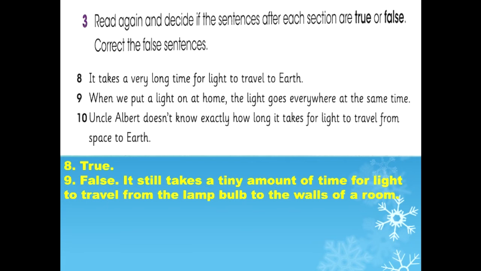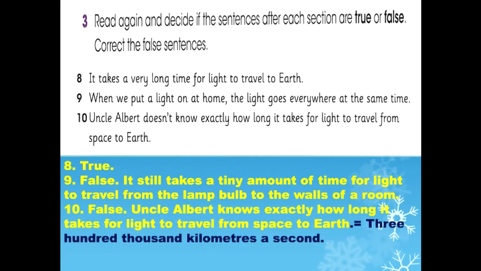And 10. Uncle Albert doesn't know exactly how long it takes for light to travel from space to Earth. False. Uncle Albert knows exactly how long it takes for light to travel from space to Earth. And even he said the exact number. He said 300,000 kilometers a second.